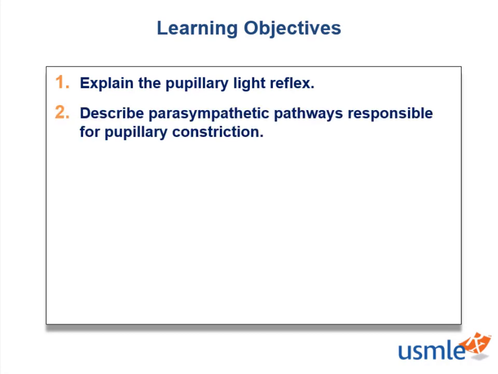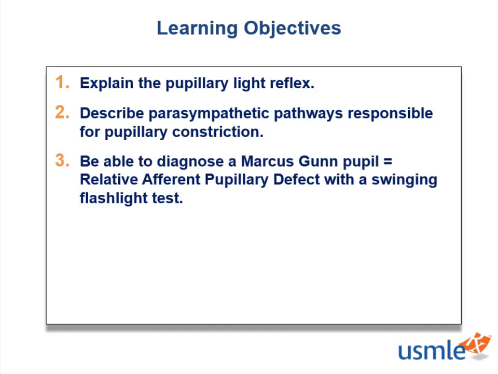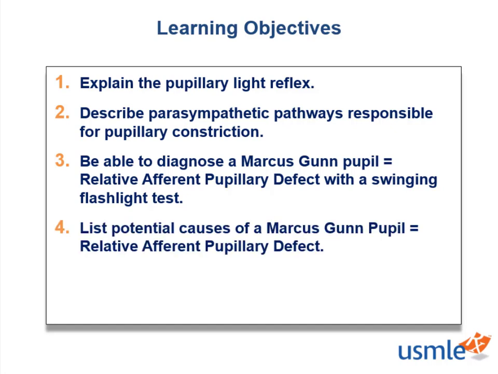To prepare you for test day, you will be able to: 1. Explain the pupillary light reflex. 2. Describe the parasympathetic pathways responsible for pupillary constriction. 3. Be able to diagnose a Gunn pupil, that is a relative afferent pupillary defect, with a swinging flashlight test. And 4. Be able to list potential causes of this finding.